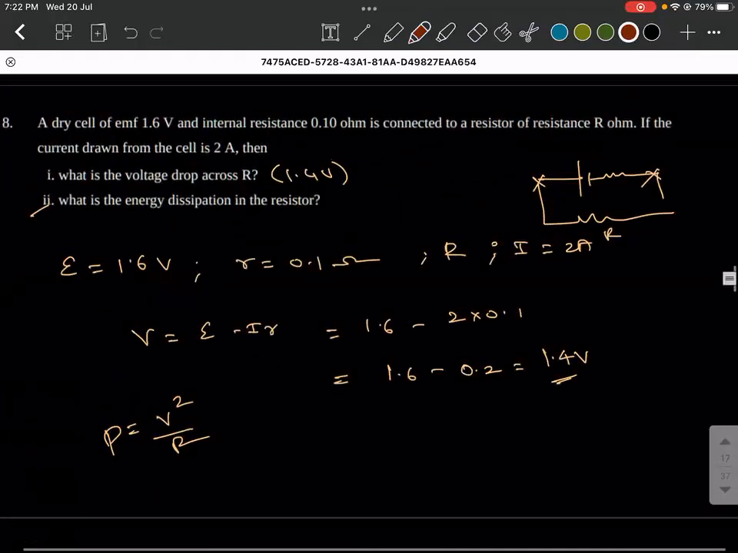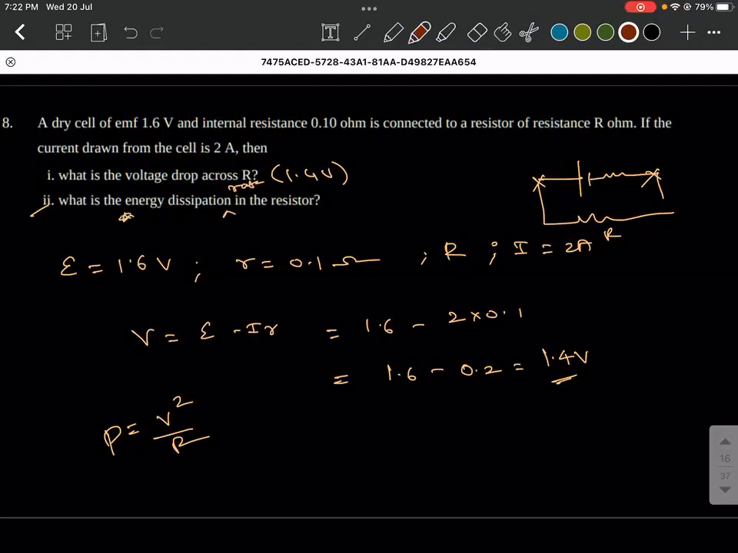The question is wrong actually. They should have asked what is the energy dissipation rate. This should have been the question.